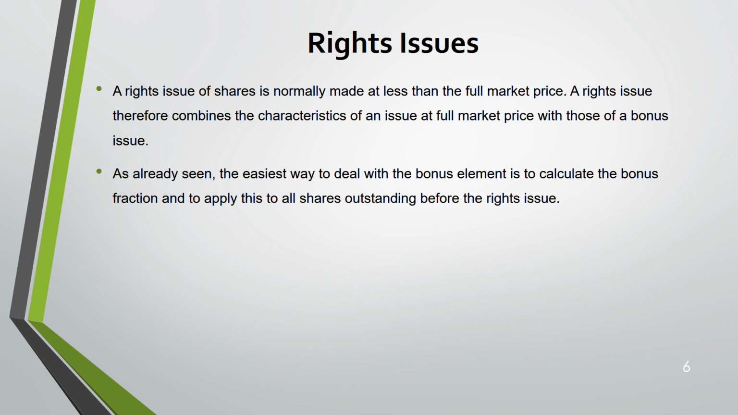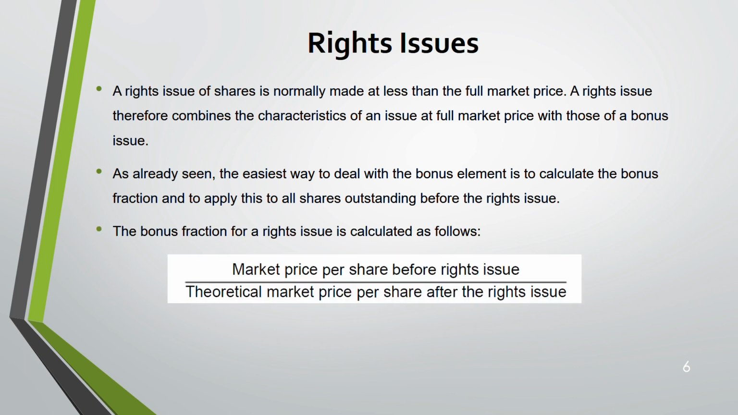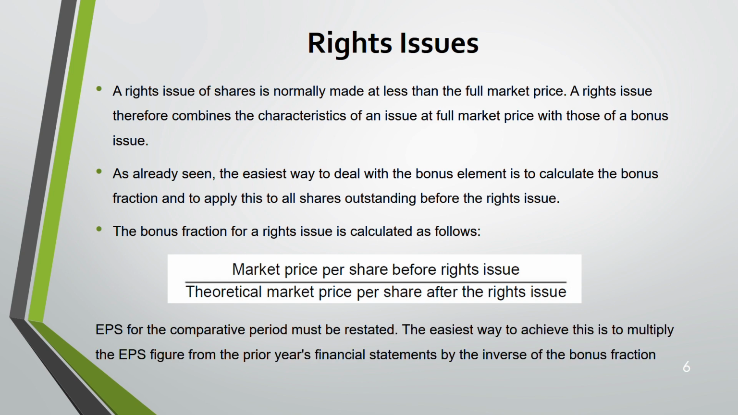You have already seen the easiest way to deal with bonus is to calculate the bonus fraction and apply it to the shares outstanding before the bonus issue. Same way we have to do this for the right issue. Before the right issue, we multiply it with the bonus fraction. Bonus fraction for right issue is a little different. It is this: market price per share before right issue divided by theoretical market price per share after the right issue. You need to memorize it because we are going to do a question after this.